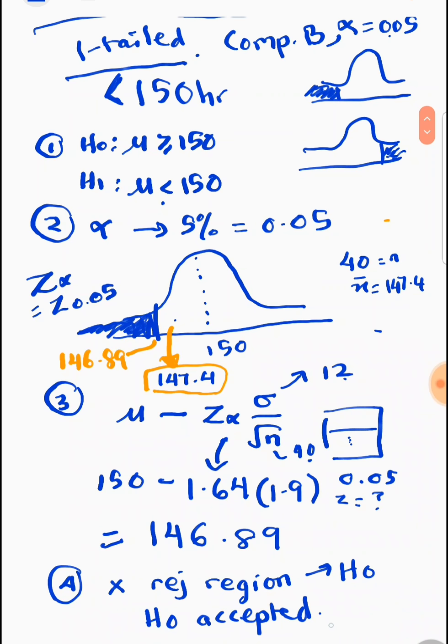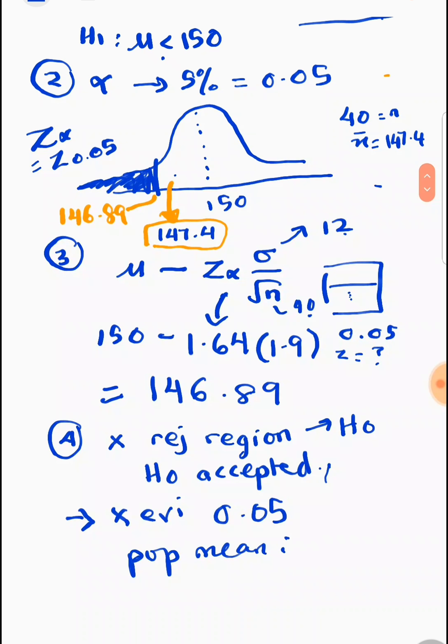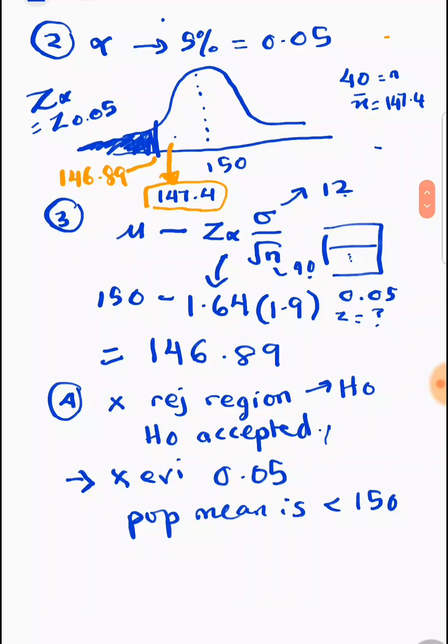So basically, what does this conclude? It tells us that there's no evidence to prove, at the 0.05 significance level, that your population mean is less than 150. So that's how you go about this.